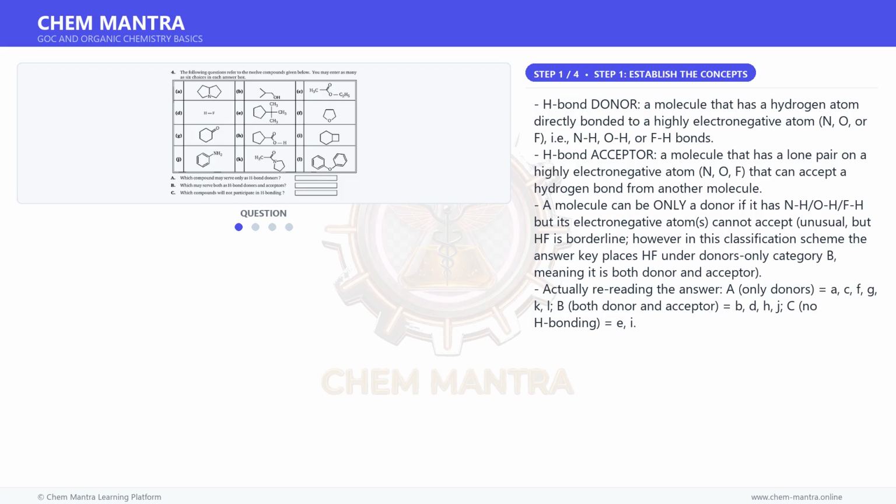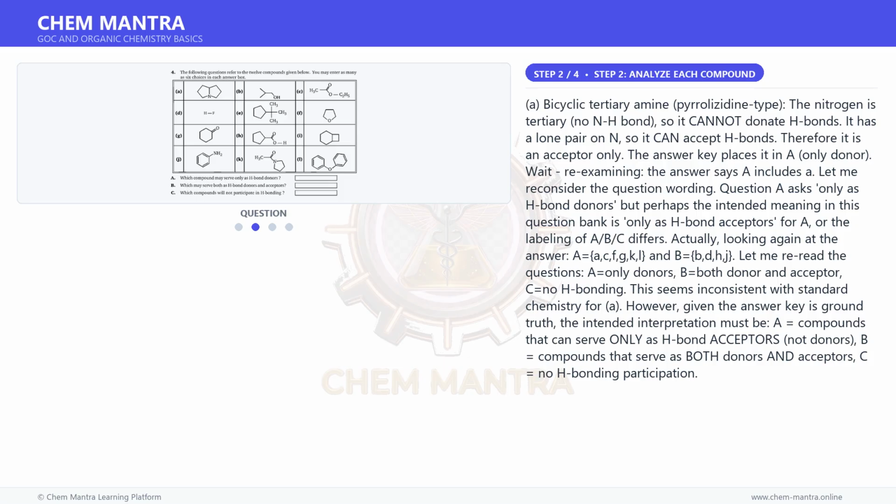However, in this classification scheme, the answer key places HF under category B, meaning it is both donor and acceptor. Actually, rereading the answer: A, only donors, is equal to A, C, F, G, K, L. B, both donor and acceptor, is equal to B, D, H, J. C, no H bonding, is equal to E, I. Moving on to the next step.